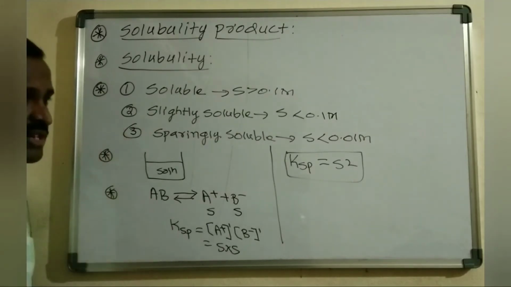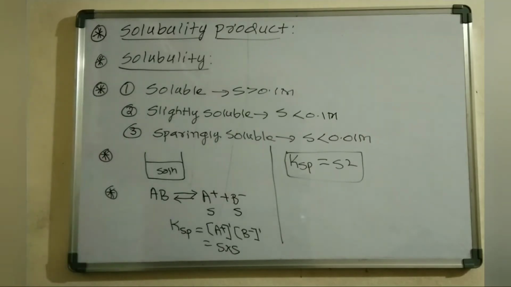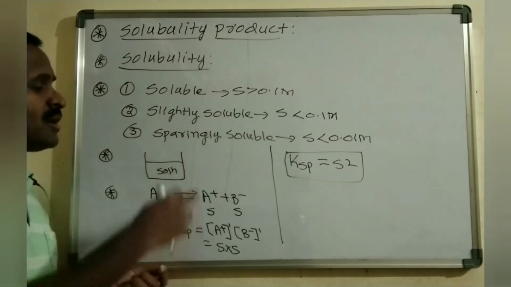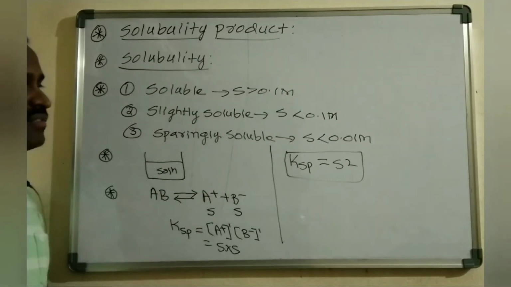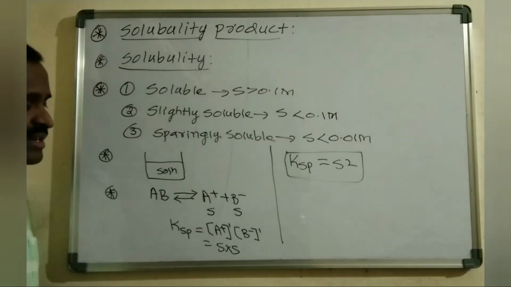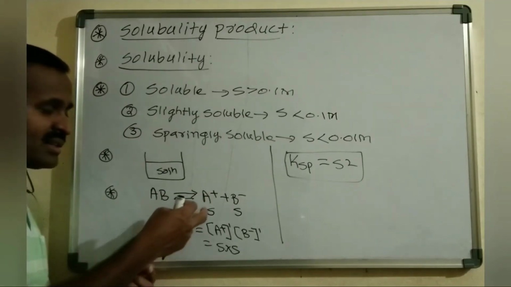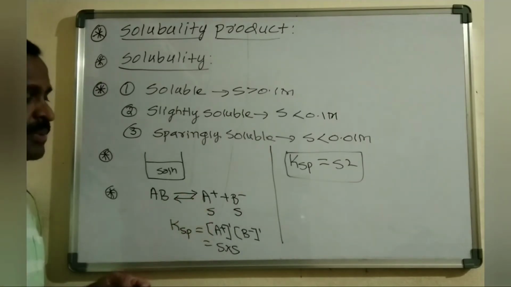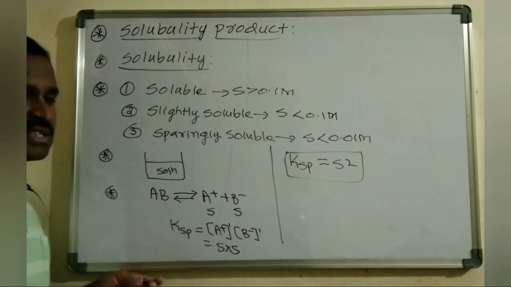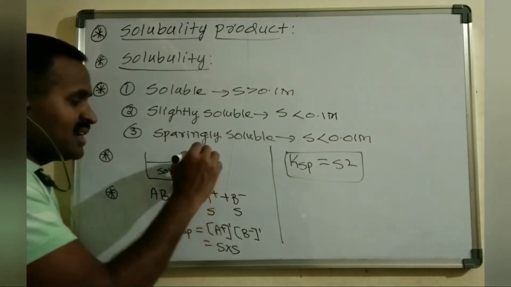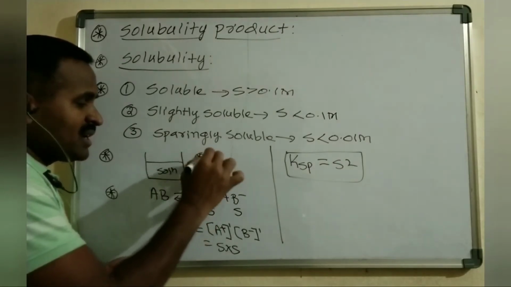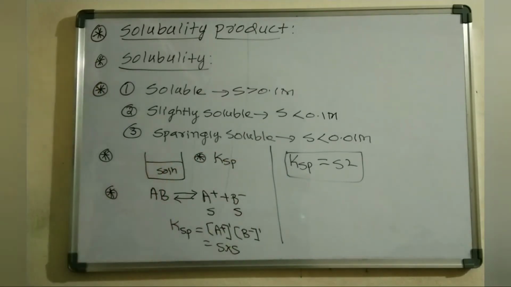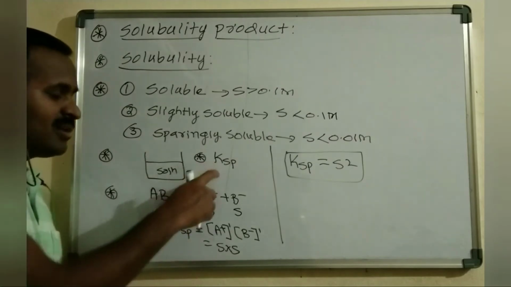The solubility product can be defined as the product of the concentrations of ions in the solubility equilibrium, with the stoichiometric coefficients of the ions raised as powers while writing it. Generally, this solubility product is represented by the symbol Ksp. Ksp is simply the solubility product.